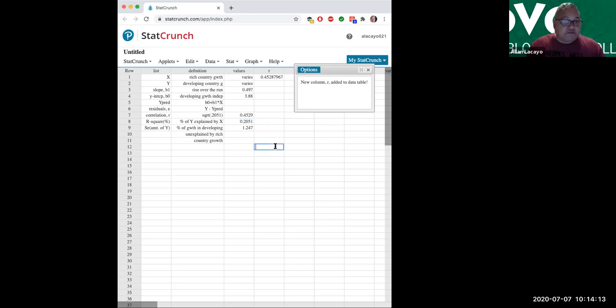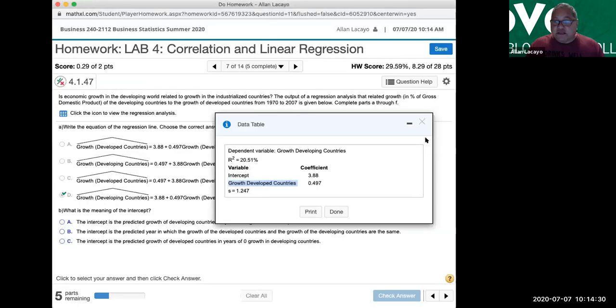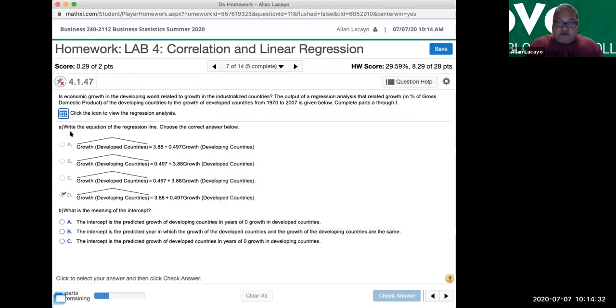It's our correlation. And then we need to have other calculations done. In the meantime, let's go back to our homework problem and try to answer some of the questions that don't require too much computational work. First, write the equation for the regression line.